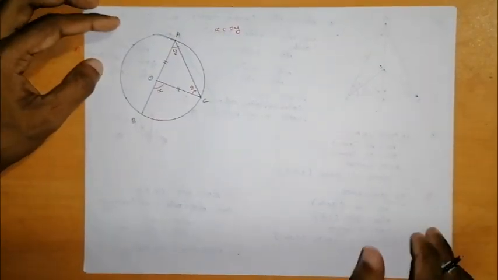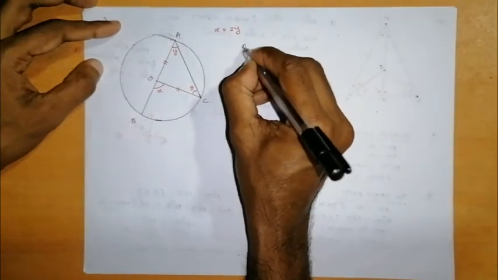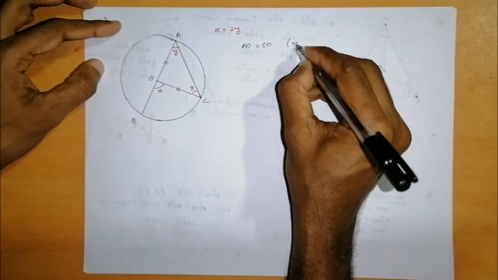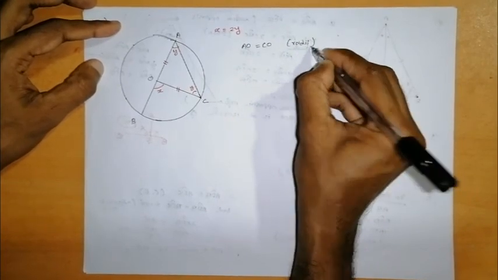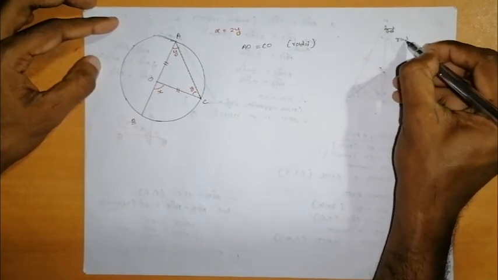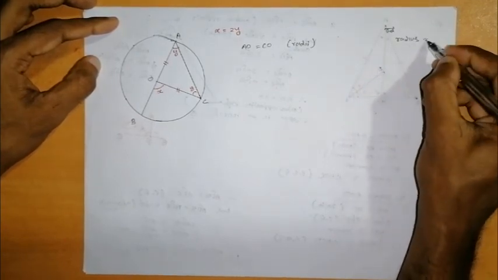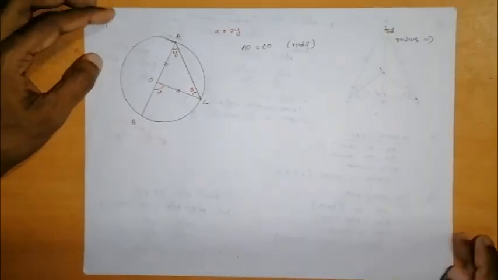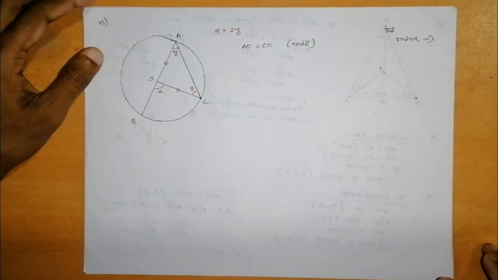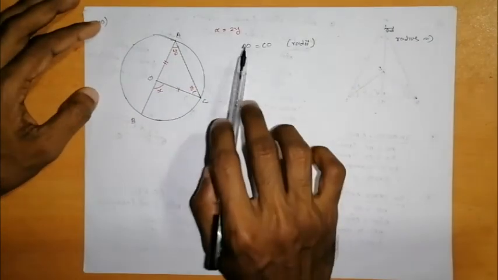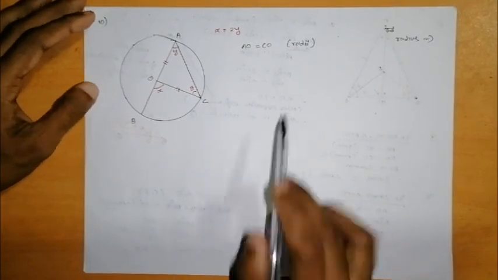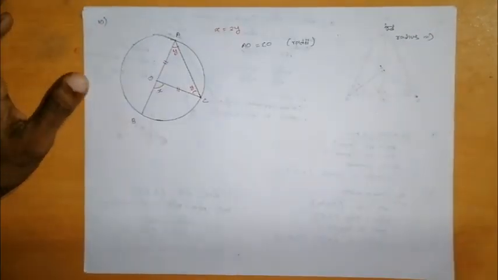So we can write AO equals CO, radii. Radius is singular. Radii is a plural word. So those are radius, so in plural, radii. So that is the word.